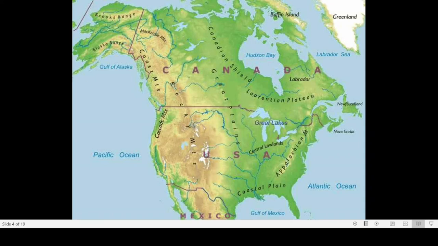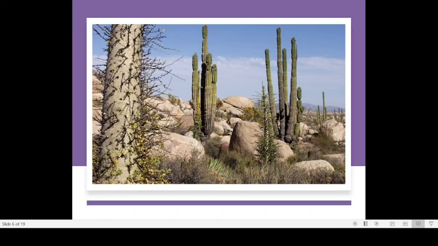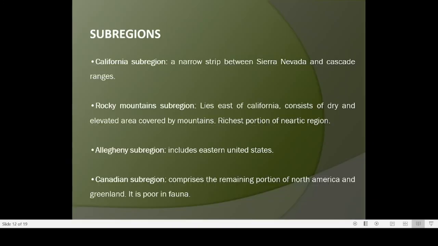It is completely different from the rest of the North American region. That's why it has been placed in a separate subregion. Then another subregion that we are finding here is the Rocky Mountain subregion. It lies east of California. You may have heard about the city of California. It is a very famous city, but it is actually located in a desert. In a desert, the Americans have built a very prominent, flourishing city, and because of their hard work and their money, California has progressed into a very important city in the world.